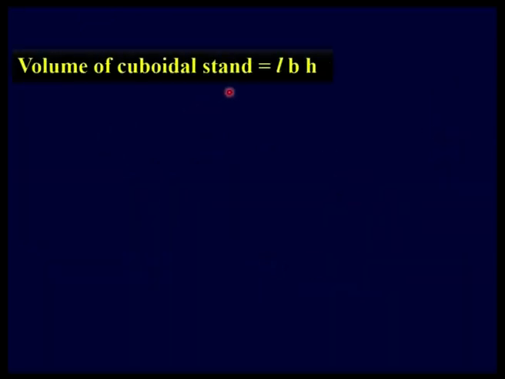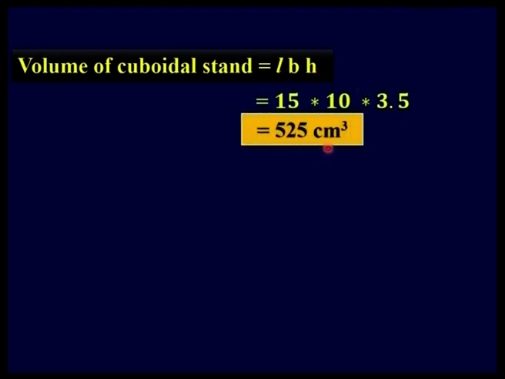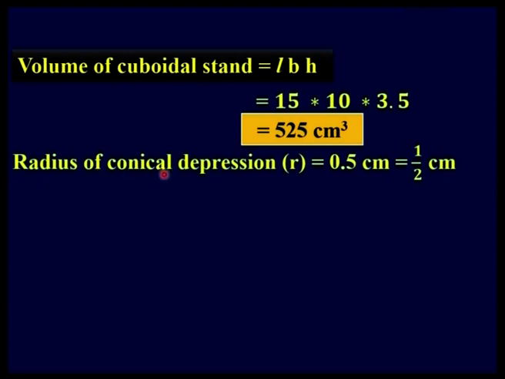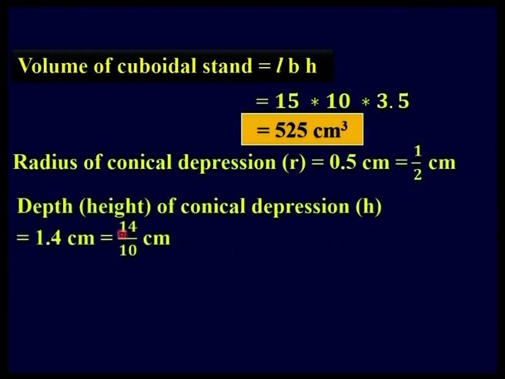So, the volume of the cuboid stand is l b h. Substitute the values, L value 15, B value 10, H value 3.5 and the answer is 525 centimeter cube. Now, find out the volume of the conical depression. So, the first one, the radius of the conical depression r equal to 0.5 centimeter is same as half of a centimeter. Next, the depth is same as height of the conical depression. I denote with h, that is 1.4 centimeter. Convert into p by q form, means 14 by 10 centimeter.